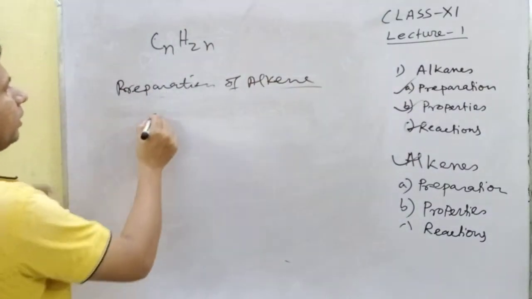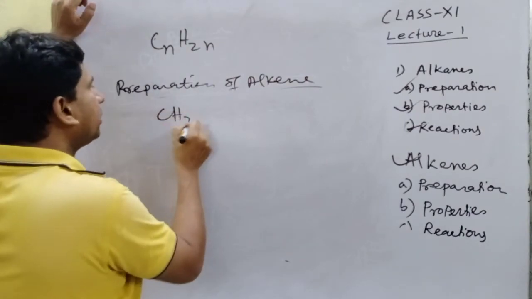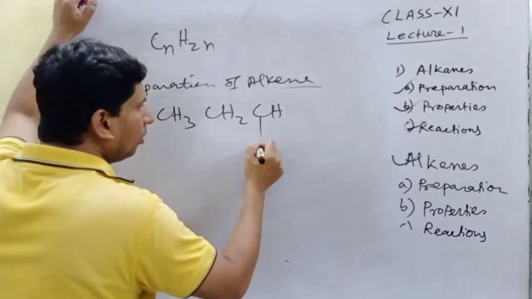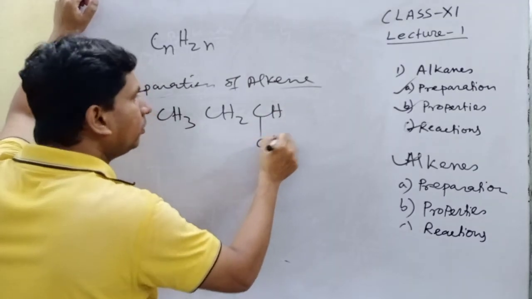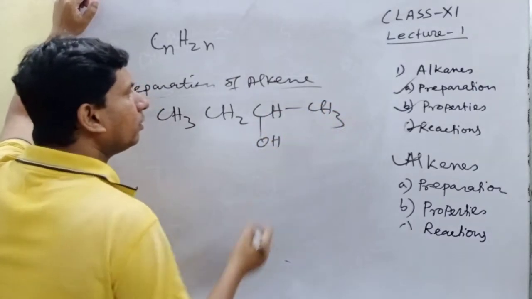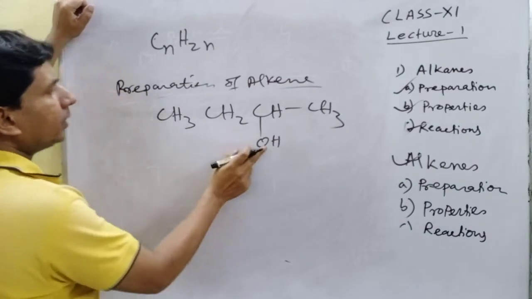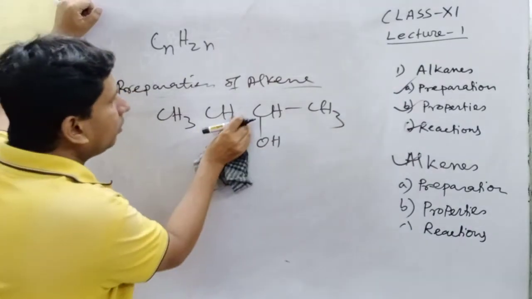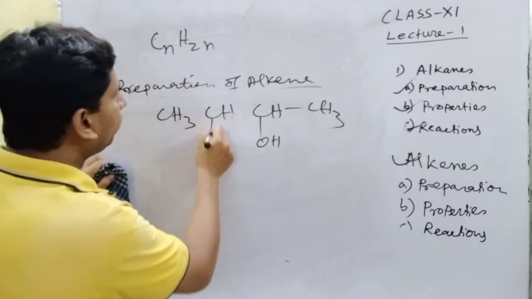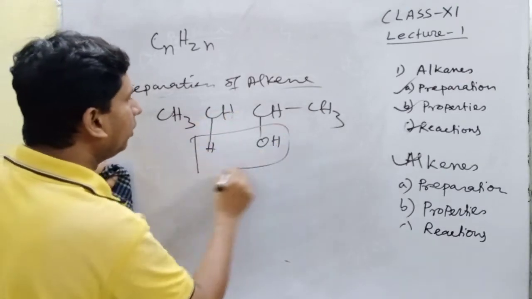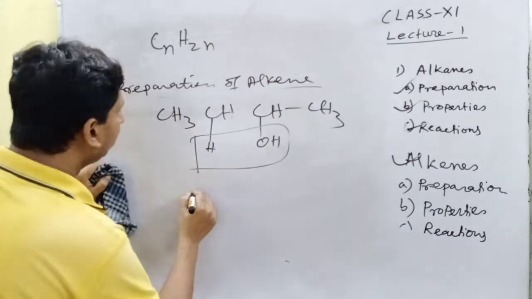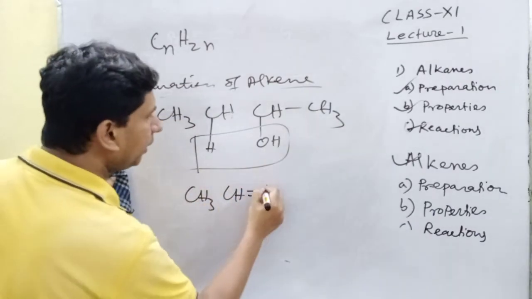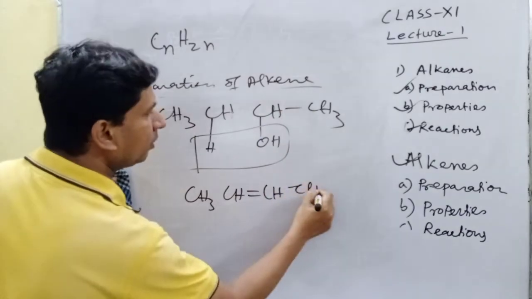So by using concentrated H2SO4, water can be removed from the alcohol. If we take another example, CH3, CH2, CH OH, CH3, then this OH can take a hydrogen from the neighboring carbon, and we will get CH3, CH double bond CH, CH3.